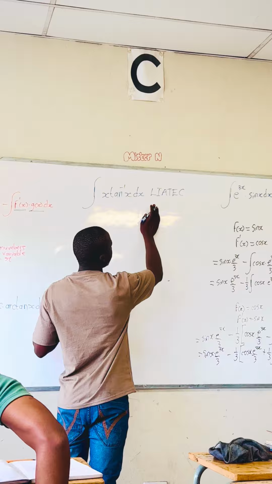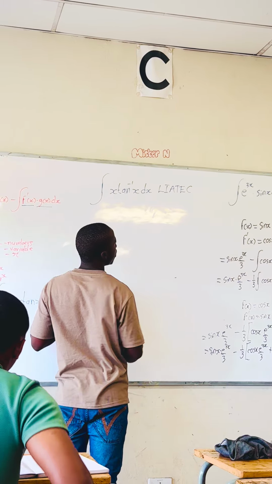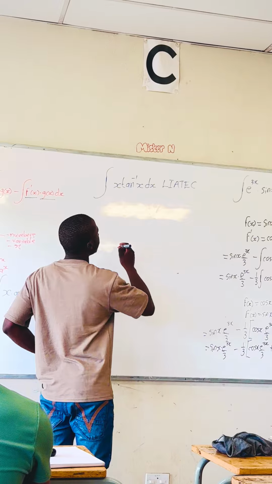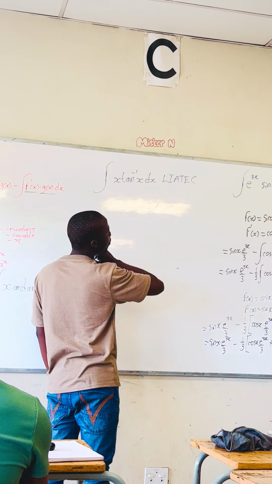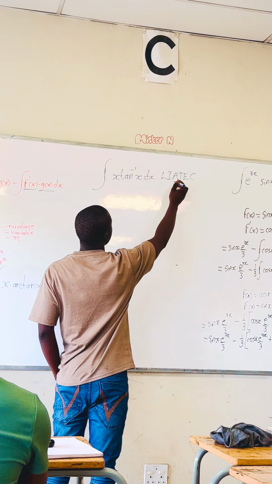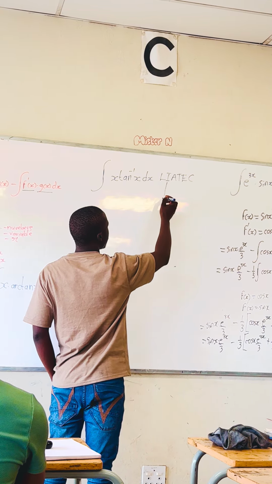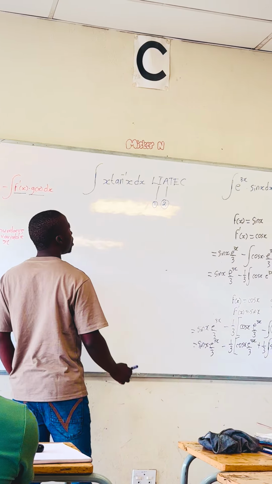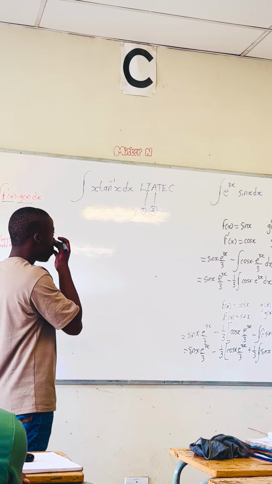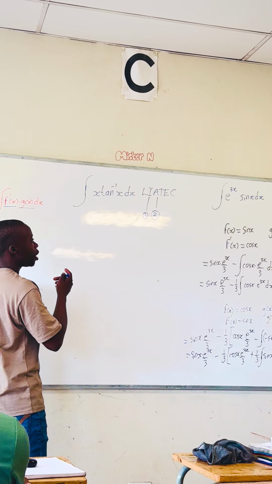We identify the first function by using their tag, right? So which function is first here since we have two functions? Inverse trigonometry, right? The first function, before algebra. So we're going to use integration by parts because we have two functions that are multiplying each other.